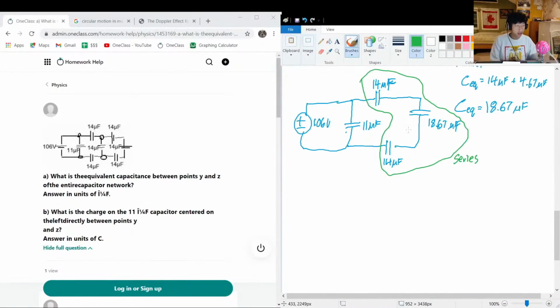Our series here is going to be CEQ. We're going to need to add up all the inverses. So we have 1/14, then we have 1/18.67 microfarads, plus another 1/14.